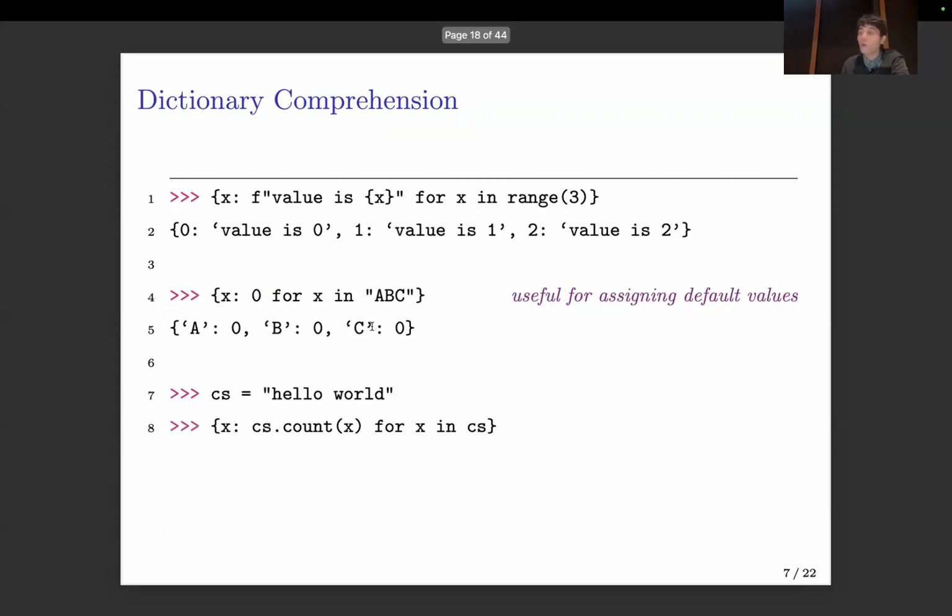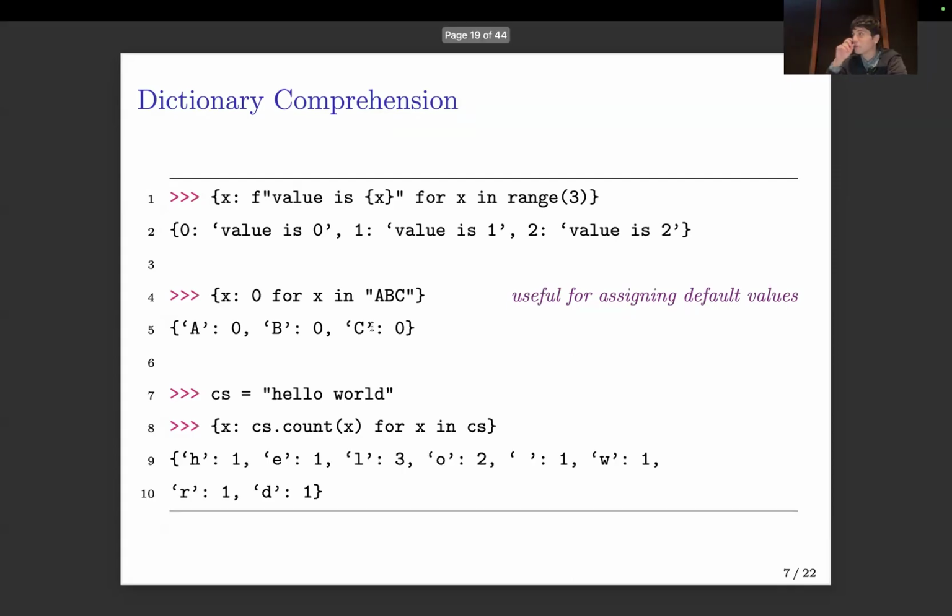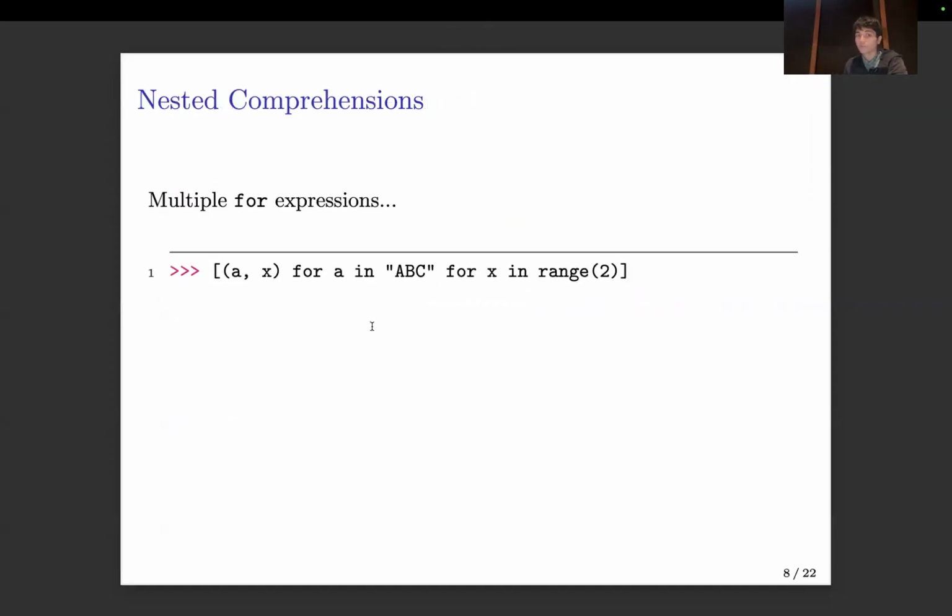So if I have s as hello world, x is the key, maps to s dot count x for x in s, and that generates the frequency dictionary in one line. So you can really make your code a lot more compact. Every time you see an accumulation of something, you can replace that accumulation with a list comprehension.